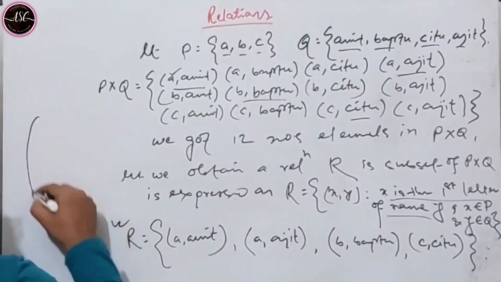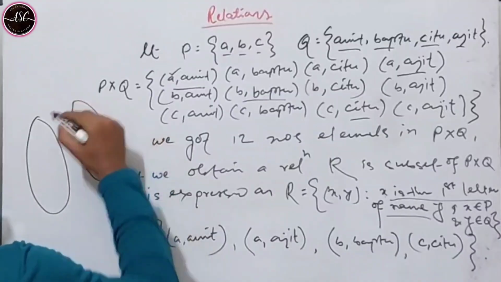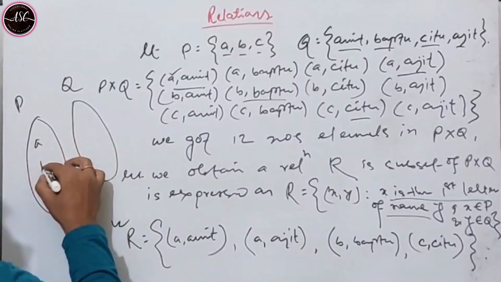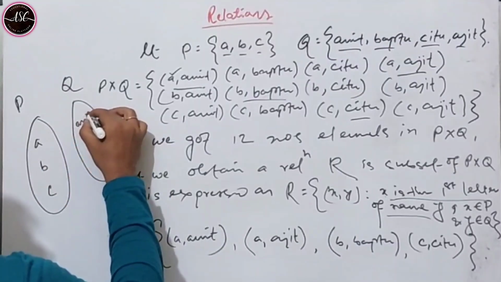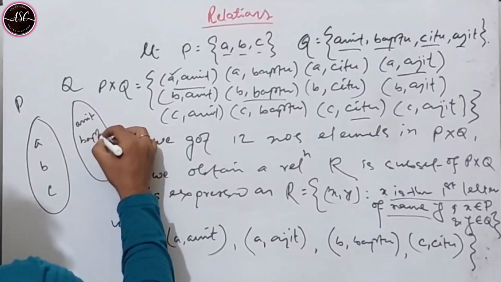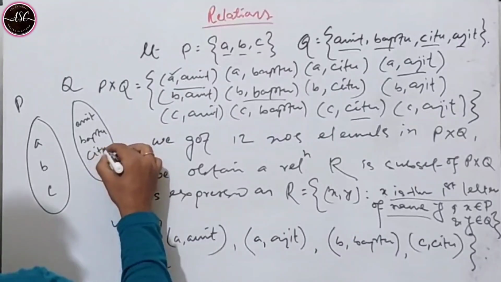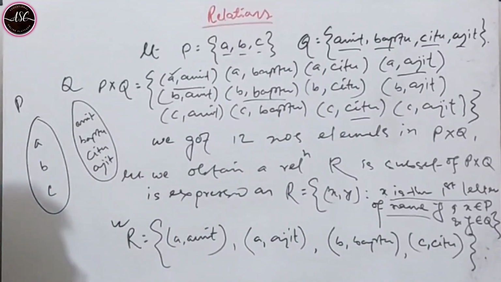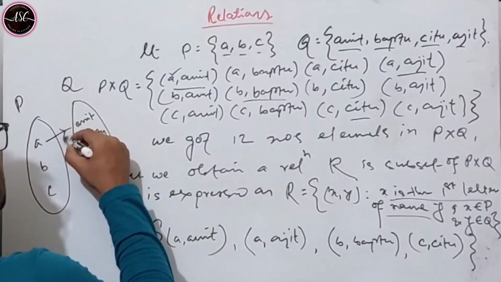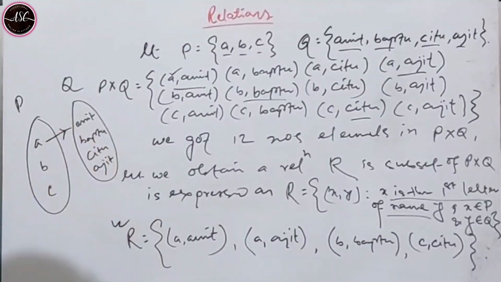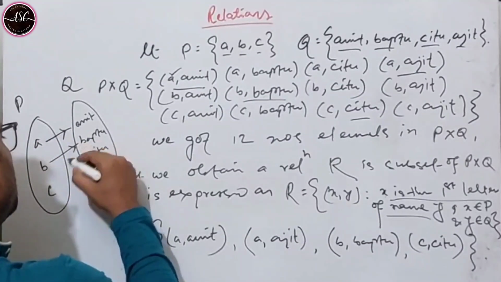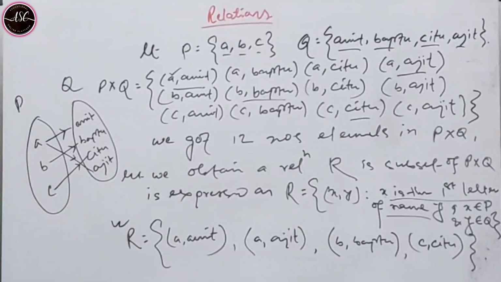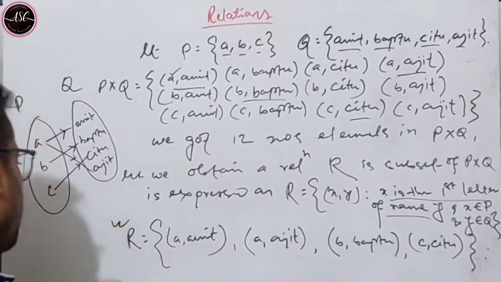Now let these be two sets. This is P and this is Q. Here the elements are A, B and C. Here Amit, Bhaktu, Kitu and Ajit exist. Now there is a relation between A and Amit. This can be expressed by an arrow mark, and likewise B to Bhaktu, C to Kitu and A to Ajit. This is called the arrow diagram.